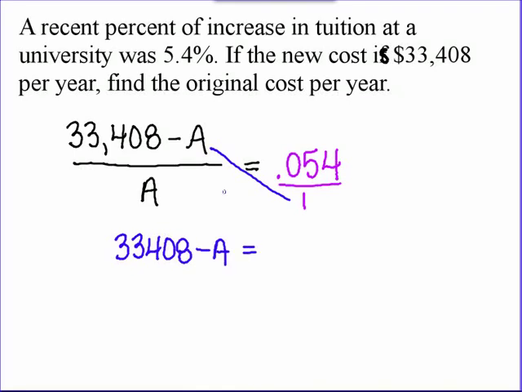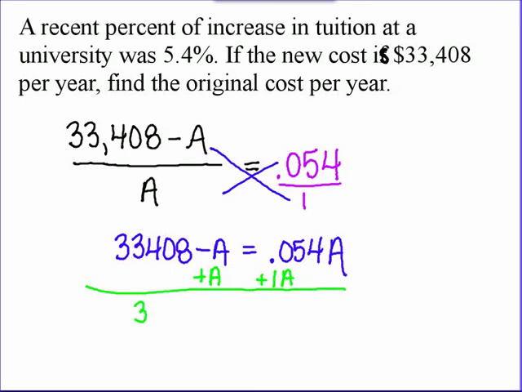And then that's going to equal what times what? A times 0.05. So 0.054A. Now what I need to do is get the A's on one side of the equation, so I'm going to go ahead and add A here, because how many A's is that? 1A. So on the left side, I end up having 33,408. On the right side, I have 0.054 plus 1, 1.054A. To solve that, what are you going to do? Divide by 1.054.